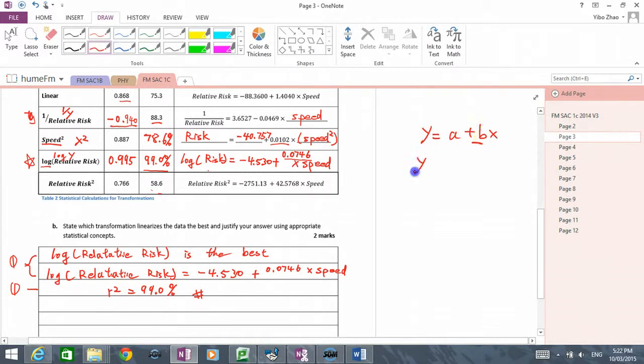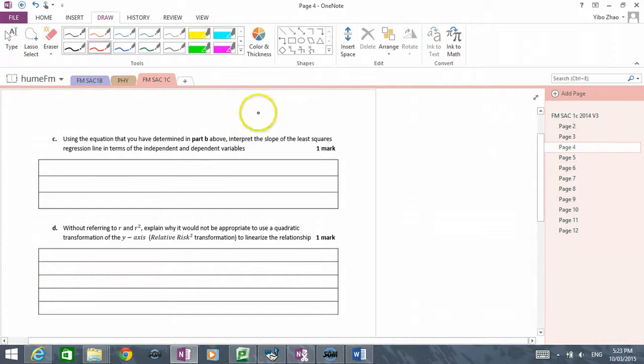The slope is the number beside your independent variable. Some people write down y equals bx plus a. The b is the number beside x. It's not always the first number. It's the number beside x. So in this case, my b is going to be 0.0746.